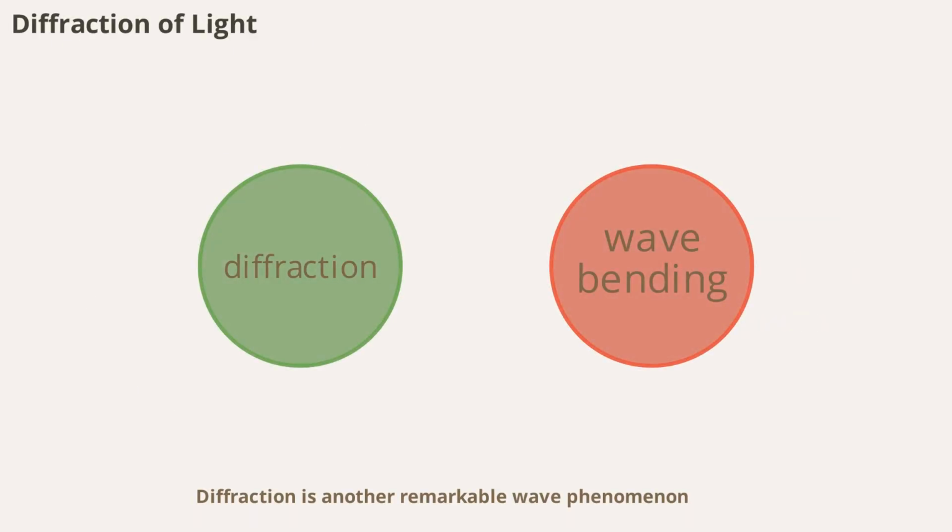Diffraction is another remarkable wave phenomenon. It occurs when light bends around the edges of an obstacle or aperture, spreading out as it passes through. This effect is most noticeable when the size of the obstacle or opening is comparable to the wavelength of light. Diffraction explains why shadows are not perfectly sharp and why we see patterns when light passes through small openings.